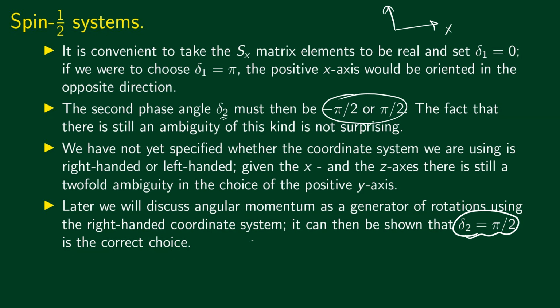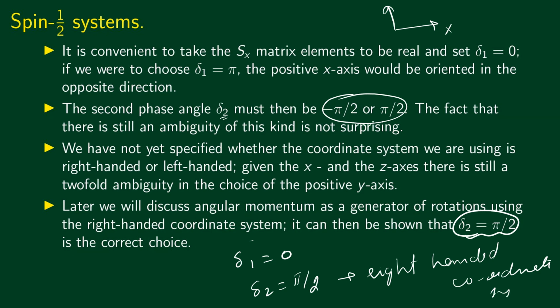All right. So even though we haven't exactly given all the reasons here, the idea is that we can choose delta 1 equal to 0 and delta 2 equal to pi by 2, and choosing delta 2 equal to pi by 2 corresponds to choosing a right-handed coordinate system. Okay. So we have used this freedom to set delta 1 equal to 0. But then delta 2 has to be equal to pi by 2 or minus pi by 2, and we choose delta 2 equal to pi by 2, which is equivalent to saying that we have chosen a right-handed coordinate system. We are always using a right-handed coordinate system, not left-handed.